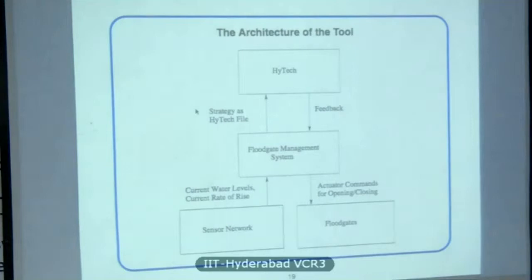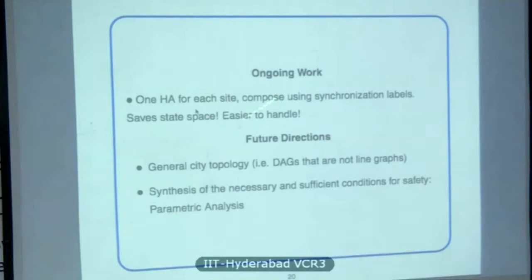It's ongoing work. One thing is one hybrid automaton for each site. Right now, it's the same hybrid automaton for all the gate configurations. Instead, you can have one hybrid automaton for each site, composed using the synchronization labels that I mentioned in one of the slides. The advantage is that it saves state space; you can work with smaller state spaces. Otherwise, if you have n gates, you are talking about 2^(3n) potential configurations. That's not a good idea. And it's easier to handle, even to program in the HyTech tool.